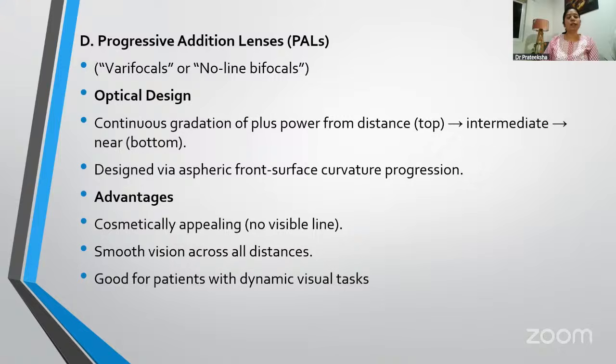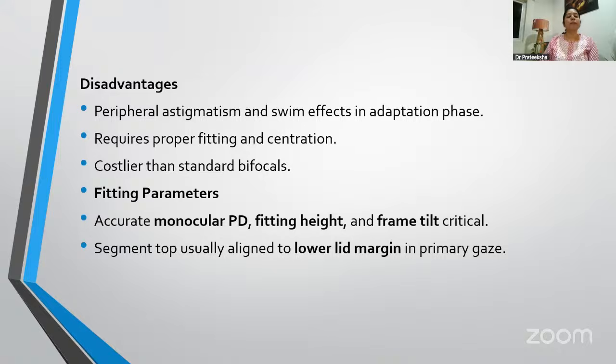Progressive addition lenses, varifocals or no-line bifocals. Optical design: continuous gradation of plus power from distance at the top to intermediate and near. Designed via aspheric front surface curvature progression. Advantages: cosmetically appealing, smooth vision across all distances, good for patients with dynamic visual needs. Disadvantages: peripheral astigmatism, swim effect in the adaptation phase, requires proper fitting and centration, costlier than standard bifocals. Fitting parameters: monocular pupillary distance, fitting height, frame tilt are critical, and the segment top is usually aligned to the lower lid margin in primary gaze.